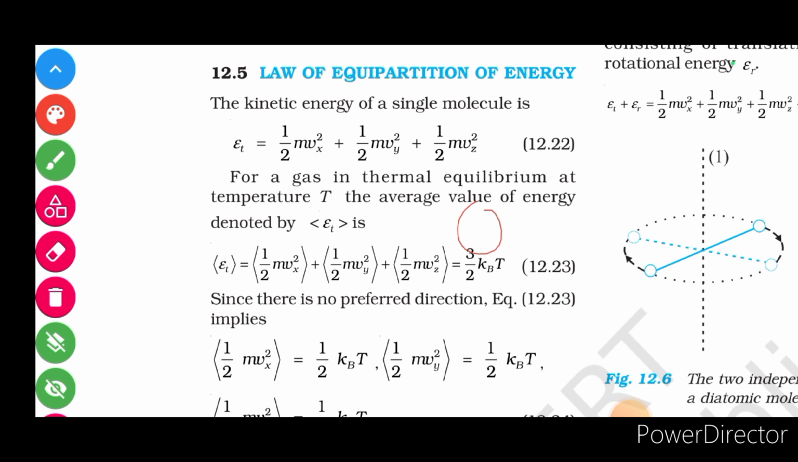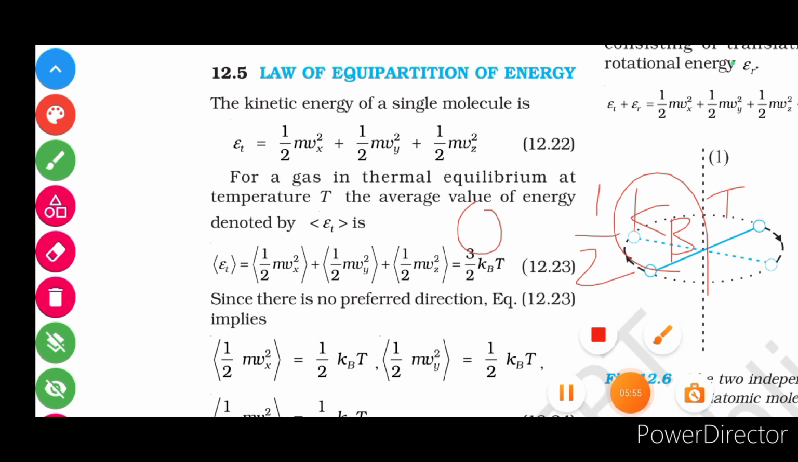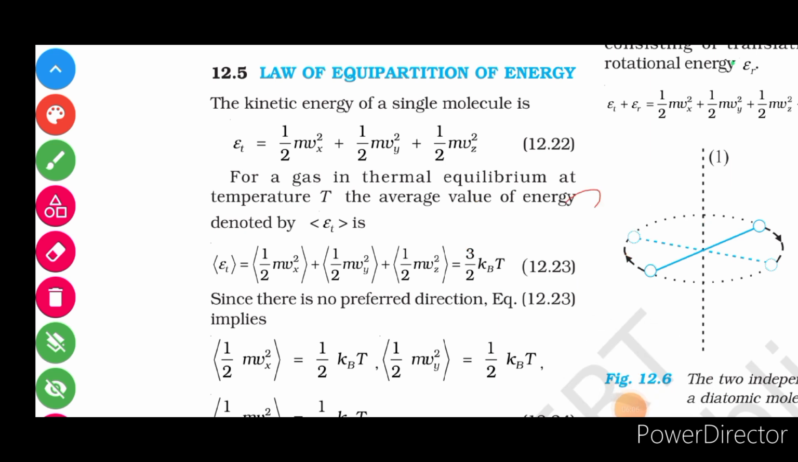And how much energy will be in each degree of freedom? It will have half kBT. What is this kB? This is the Boltzmann constant, and T is the temperature. Each degree of freedom will contribute this much energy.